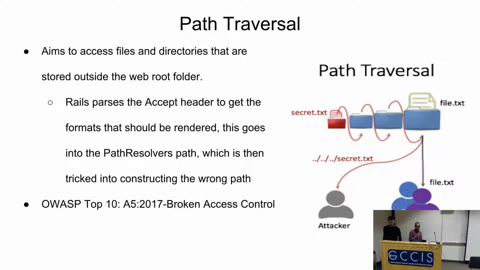So this vulnerability is a path traversal vulnerability. It aims to access files and directories that are stored outside the web root directory. When you install Ruby on Rails, there's a main directory where the web application actually runs from. But the way Rails does rendering for files is that, to find the format of the file, because you can render multiple formats, it actually goes outside the root directory. And that allows you to render different files on the system that you're not supposed to have access to. It's OWASP Top 10, number 5, broken access control.